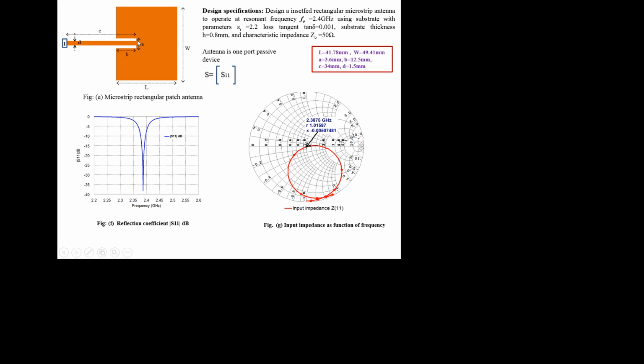So at that frequency the impedance is 50 ohm, so maximum radiation is there, maximum power is delivered to the antenna. So in the lab simulation tool we should plot this and observe this, and also plot this and observe. These two plots are as a function of frequency. In the simulation tool you can do this.